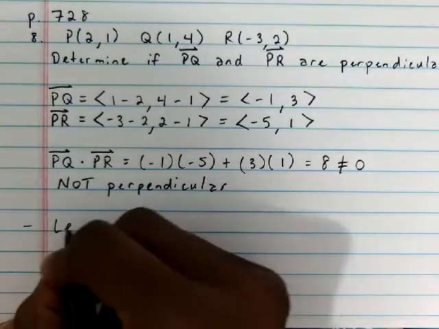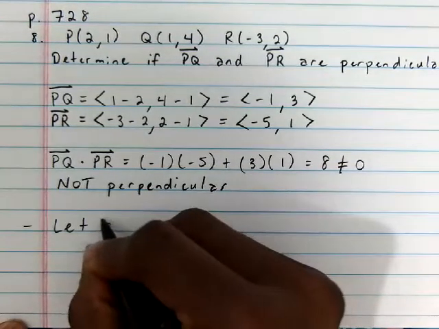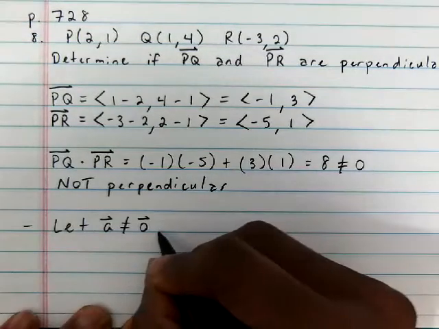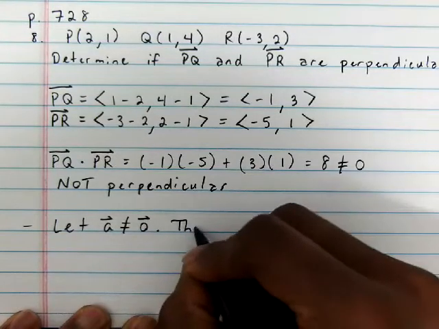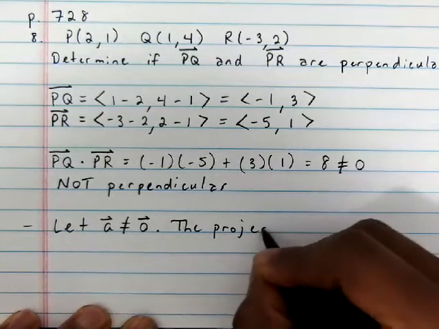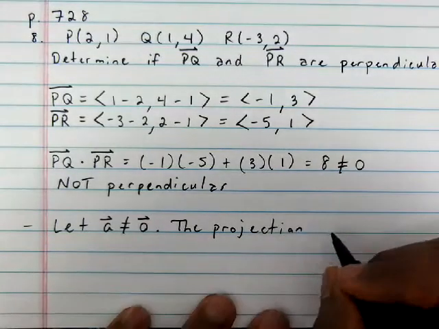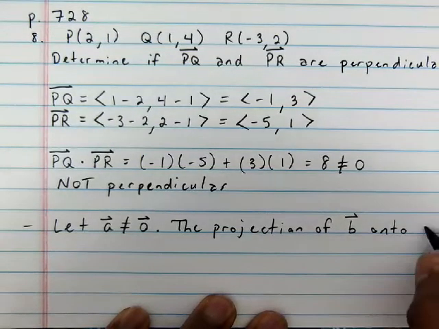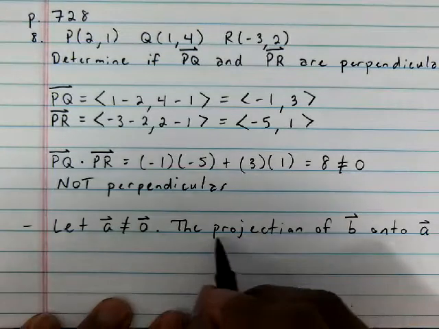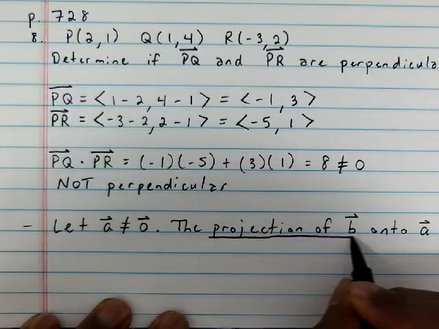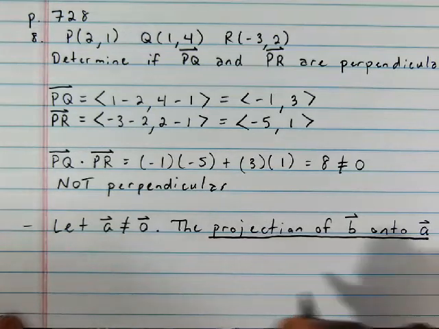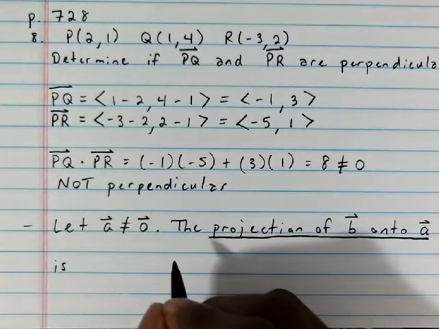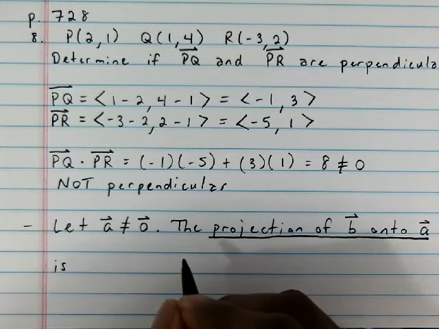So let A be a non-zero vector. The projection of a vector B onto the vector A is, so first I'll show you how to compute it, and then I'll sketch a picture of what actually is going on in this projection.